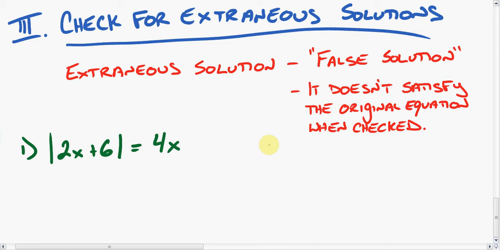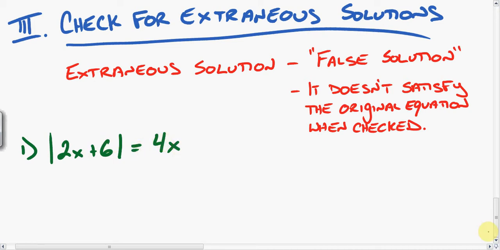That is what we call an extraneous solution. So I've got a couple definitions here. An extraneous solution is a false solution, meaning it doesn't satisfy the original equation when checked. To get a better understanding, we'll solve this problem and then check our answers, and one of them in this case will be extraneous. So our problem is the absolute value of the expression 2x plus 6 equals 4x.